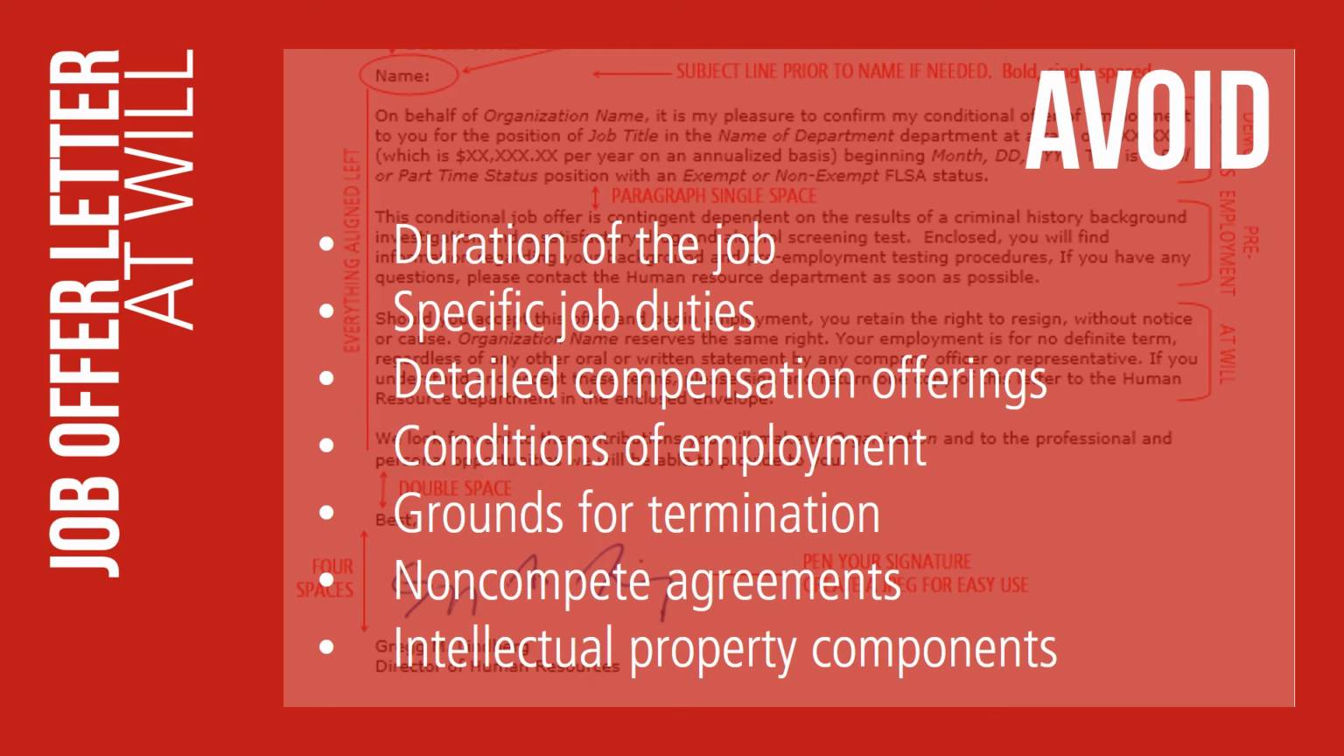Knowing the provisions typically included in an employment contract can help an HR professional avoid inadvertently adding these elements to offer letters. Common topics covered in an employment contract include the following: the duration of the job, specific job duties and expectations, detailed compensation and benefits offerings, conditions of employment, grounds for termination or resignation, non-compete agreements including non-solicitation of current employees, and intellectual property components.